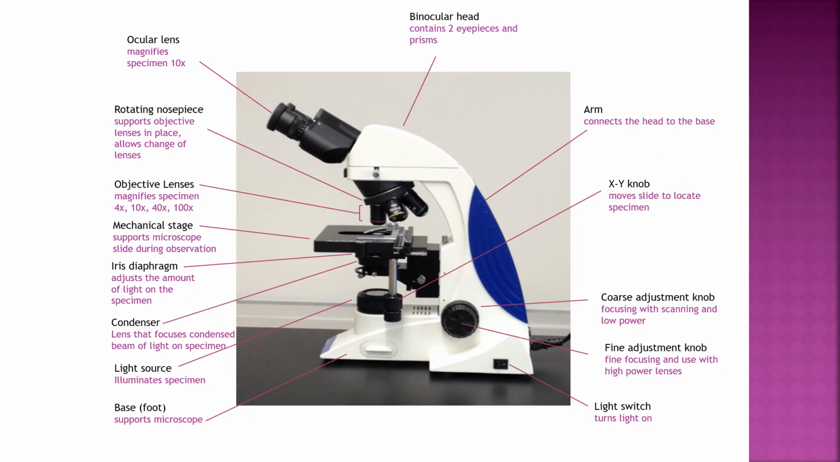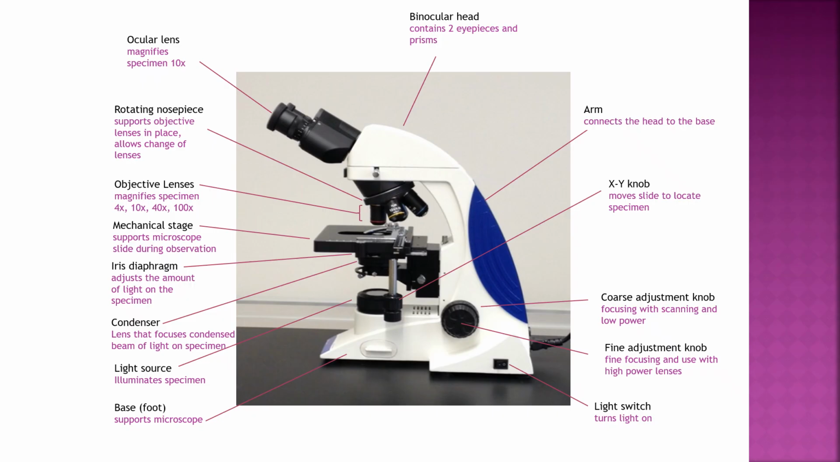Then below that is going to be the mechanical stage. This is what supports the microscope slide during observation. And then underneath of the stage, we have the iris diaphragm, which allows us to adjust the amount of light that's coming through the stage aperture so we can see what's on the slide. Then below that, you have the condenser, and that's what focuses the beam of light. It condenses the beam of light onto our specimen. We have our light source down there on the bottom, and then we have the base, which is what is in contact with the lab bench.